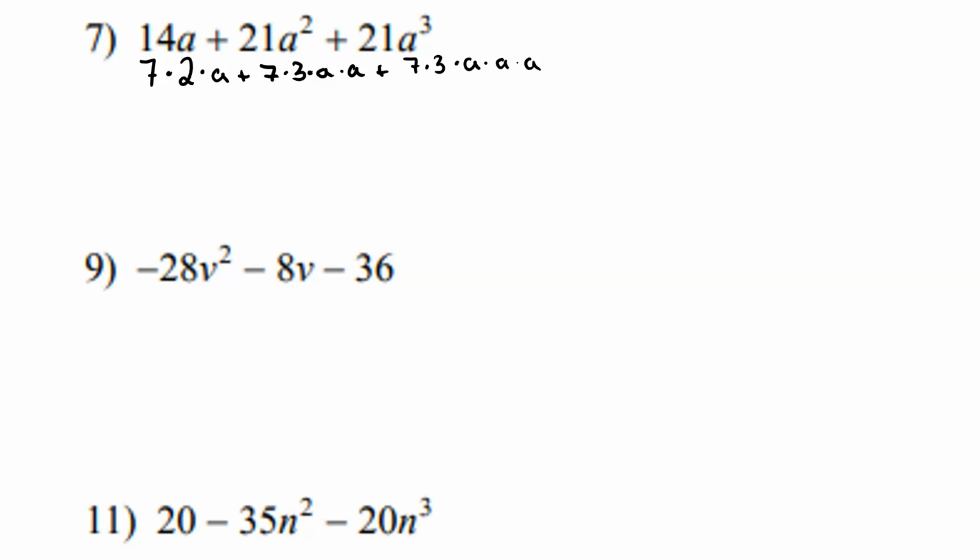Then we look and we say, well, what do we have in common? All of them have a 7, right? That's our common factor as far as the numbers are concerned. And then all of them have at least one a, right? So we can take out the 7 and 1a. So we got 7a we can take out. And then we look and say, well, what are we left with? Well, I'm left with the 2, right? My first one. I'm left with 3a in my second term. And then I'm left with 3a times a, which is a squared.